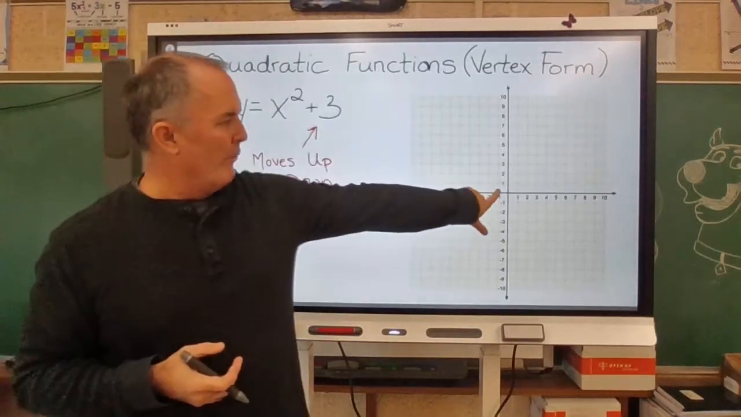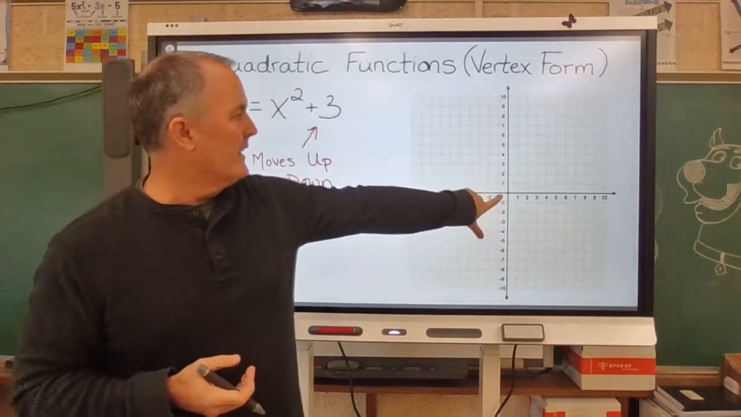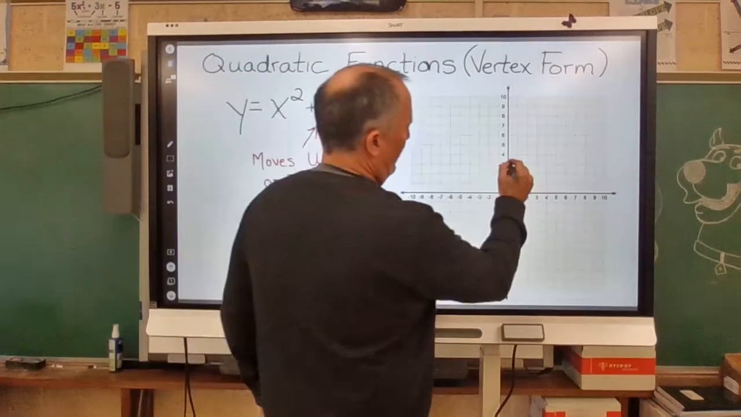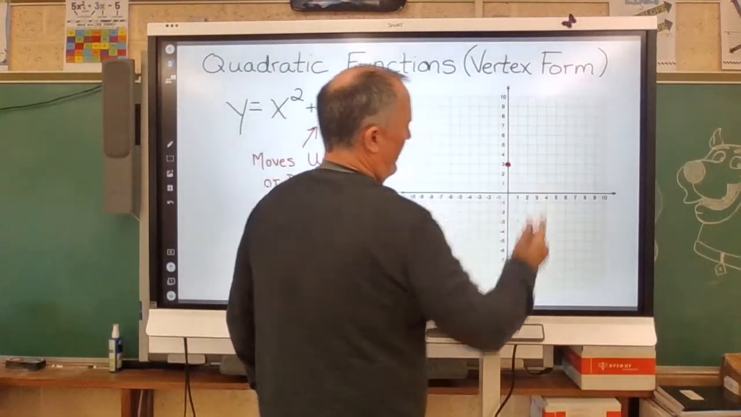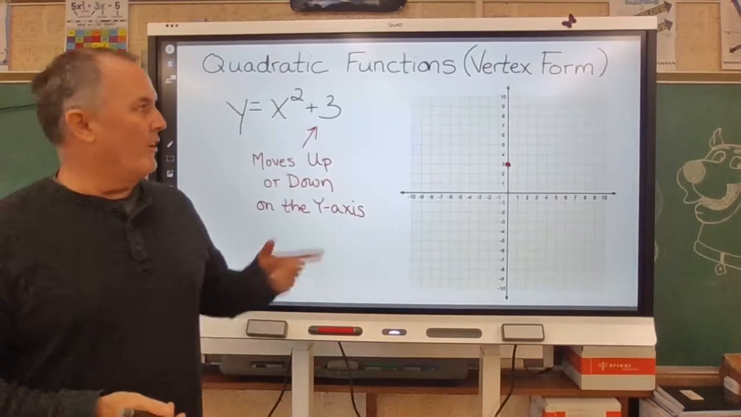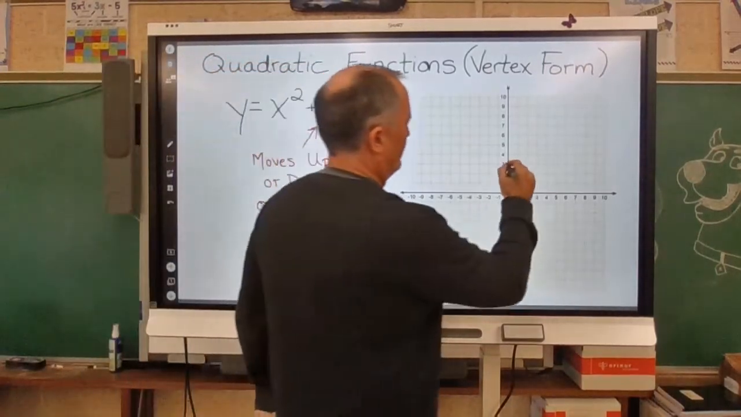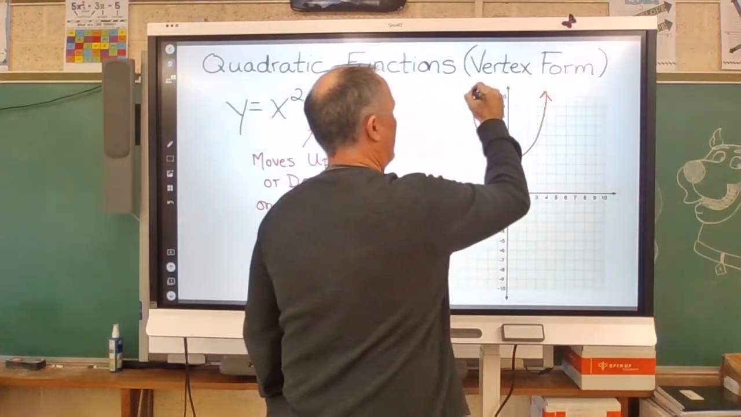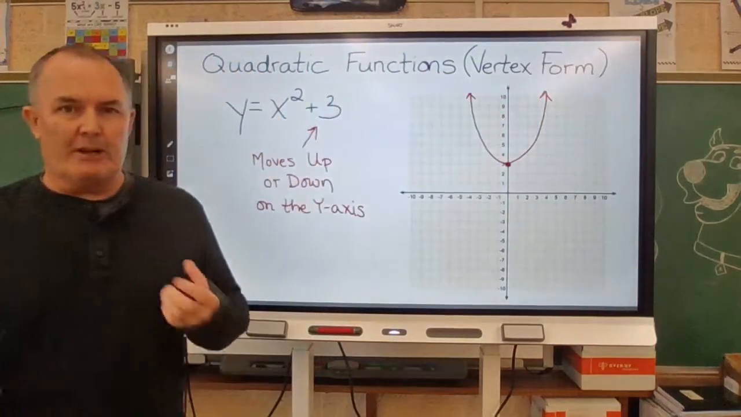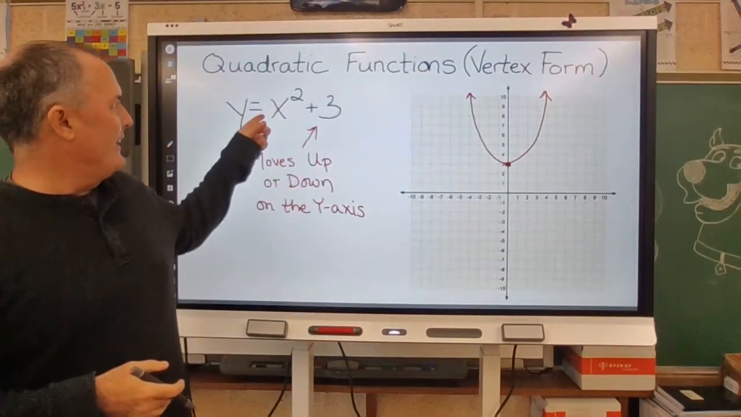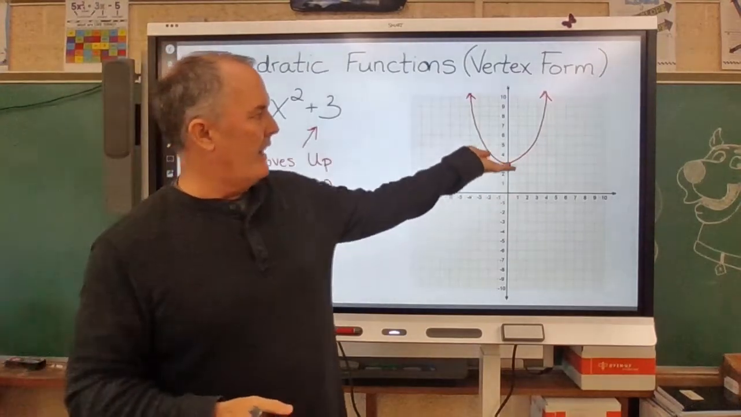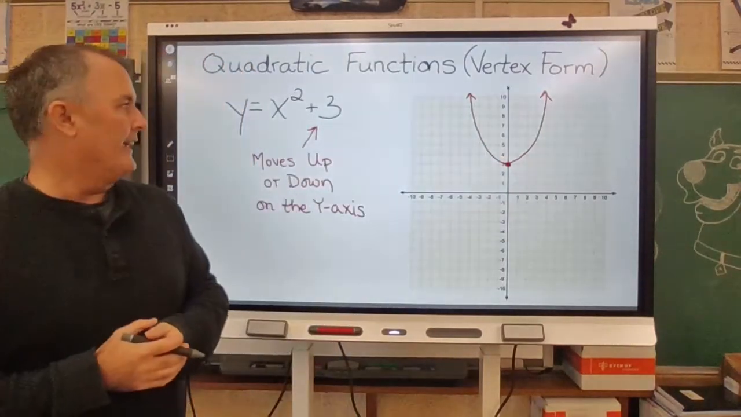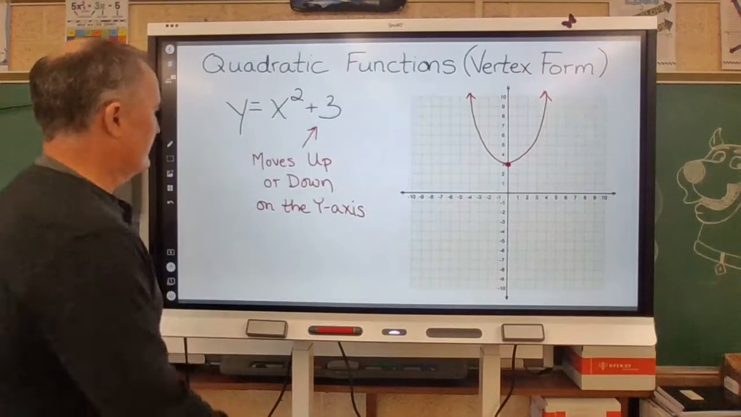So my original point was 0, 0 as my vertex. I'm just going to go up 3. So we go up 3. There's my new vertex on positive 3. And for now, I'm just going to use the same basic shape. So y equals x squared plus 3 just moves it up a little bit on the y-axis.